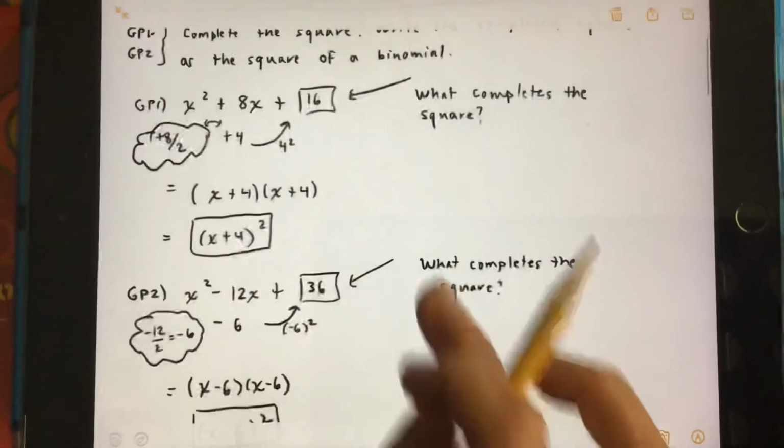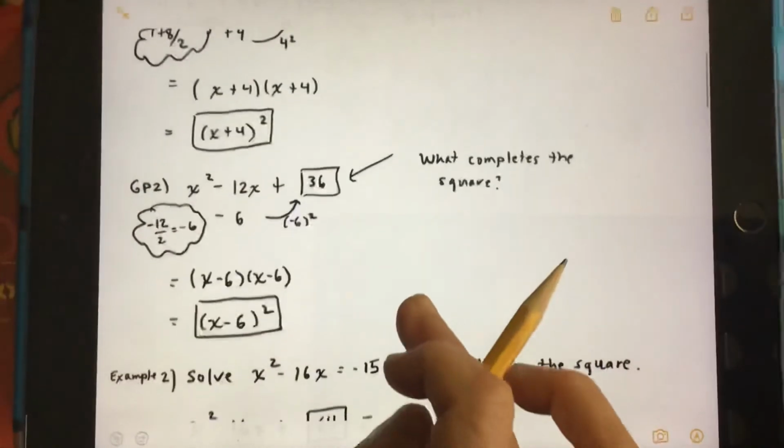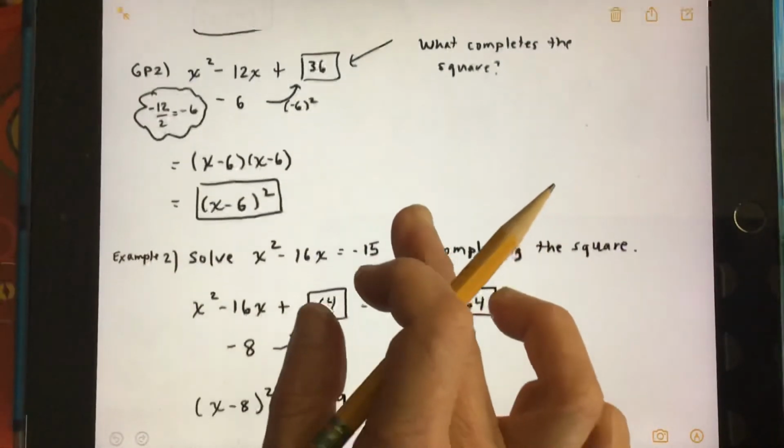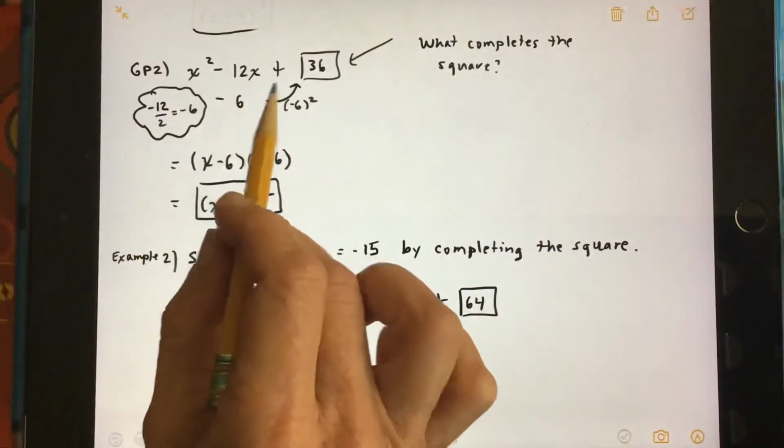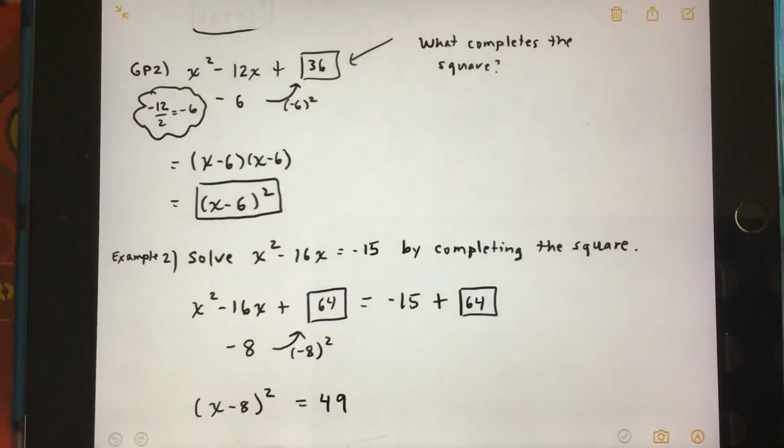Guided practice 2, same exact process. In guided practice 2, you are presented with x squared minus 12x plus box. At first the box is open, and we need to figure out what needs to go in the box to complete the square. We're going to build another perfect square trinomial here.